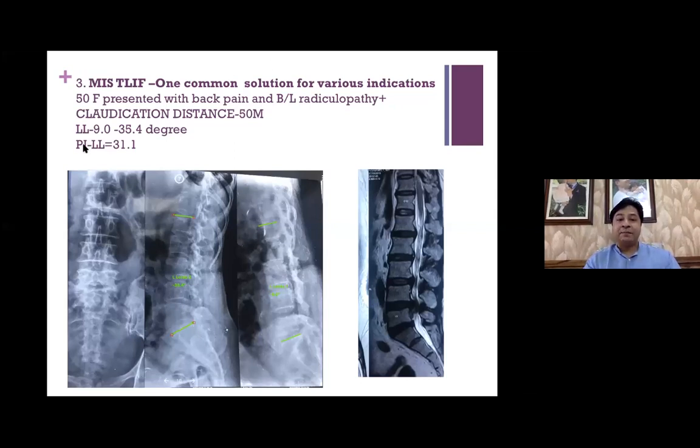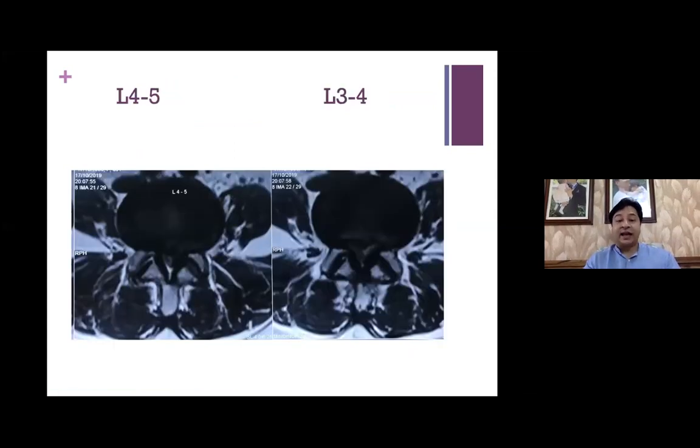There is severe PI-LL mismatch. It is that lumbar lordosis, even in flexion extension, the neutral was 19 degrees and the mismatch is 31.1 degrees. Of course, OLIF is a good option here, but do you really need to do it? We thought, because looking at this canal stenosis here, it is better to do a minimally invasive TLIF.